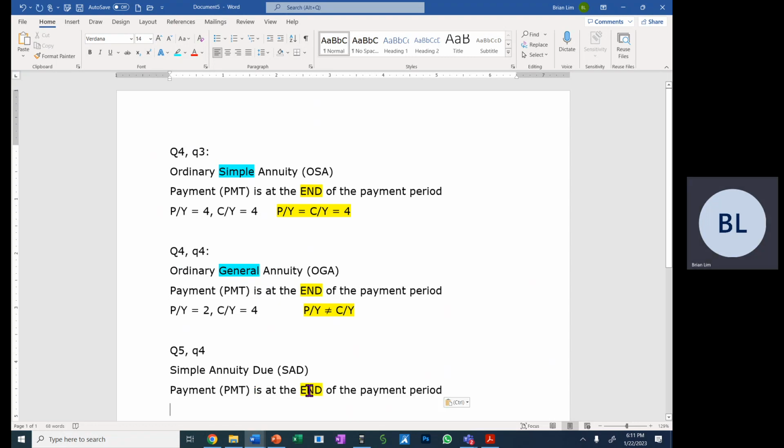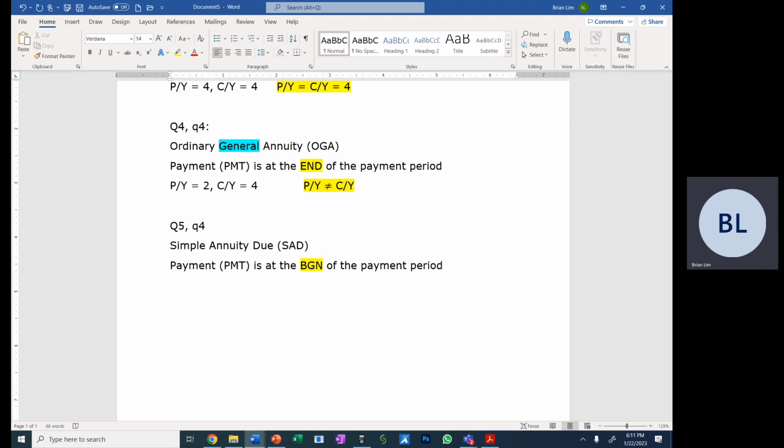And I will say, instead of END, I'll use BGN. You will see why when we start to use the calculator. Okay, that there is a beginning and an end mode. All right, so it's at the beginning of the period.